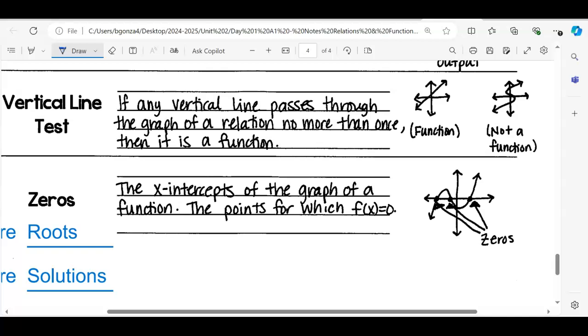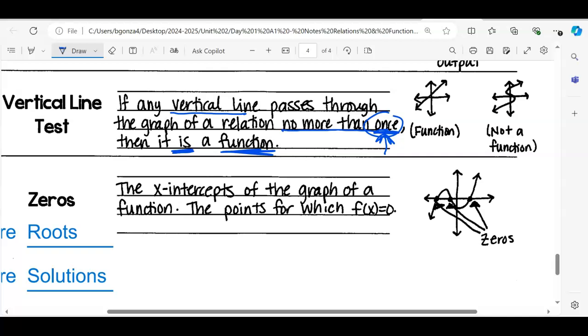bunch of vertical lines, and it says, let's underline here, if a vertical line passes through a relation no more than once, which means only once, then that is a function. Okay, so look at this first little picture. It's a straight line. No matter where I put my vertical line, it's only got to touch it one time. So again, one touch on a vertical line is a function.